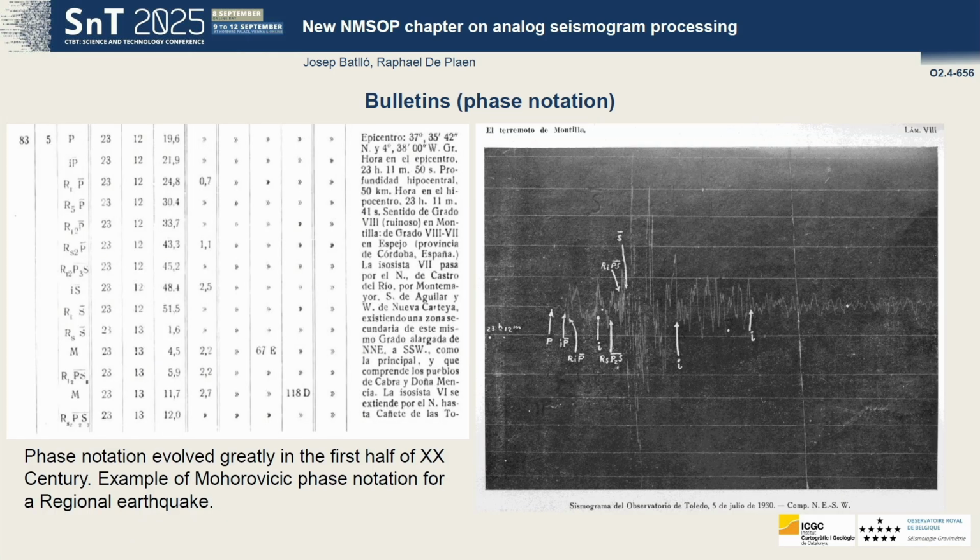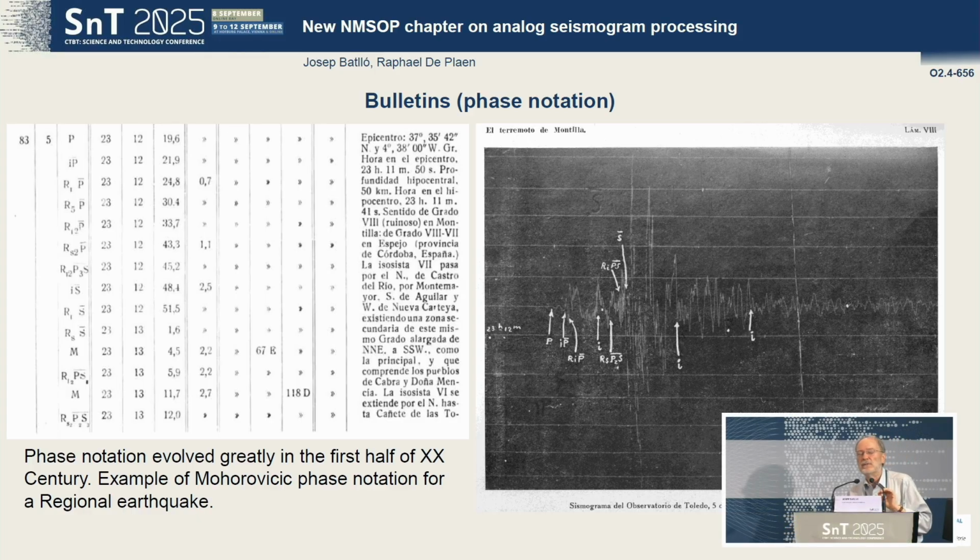Well, just remember, this does not apply so much to the time of nuclear explosions, because after the publication of the Jeffreys and Bullen tables, the phase nomenclature was quite stable up to now. There are small changes. But before, after the First World War, the Mohorovičić nomenclature became common. And this is an example of the bulletin of the Toledo Observatory, where in an earthquake at 300 kilometers, the analyzer tries to fit its wheel to a reflection from the crust.